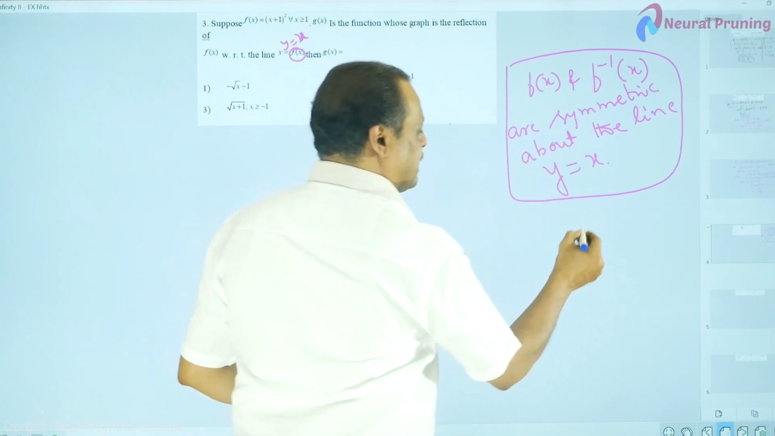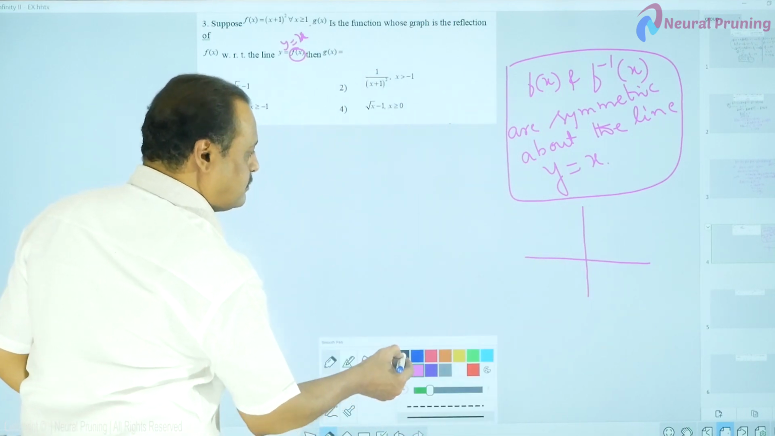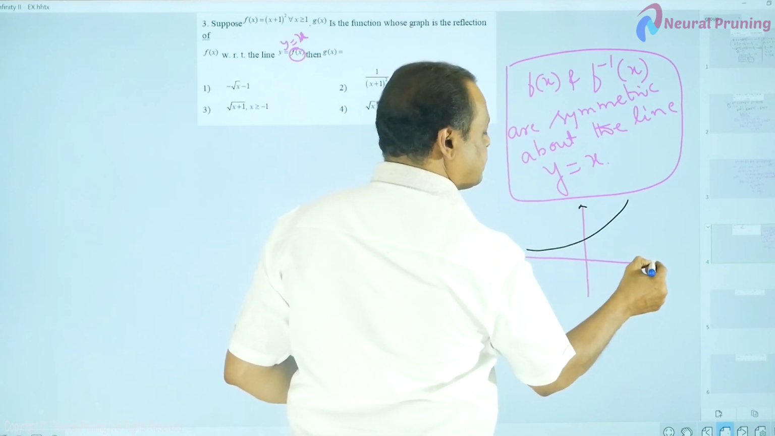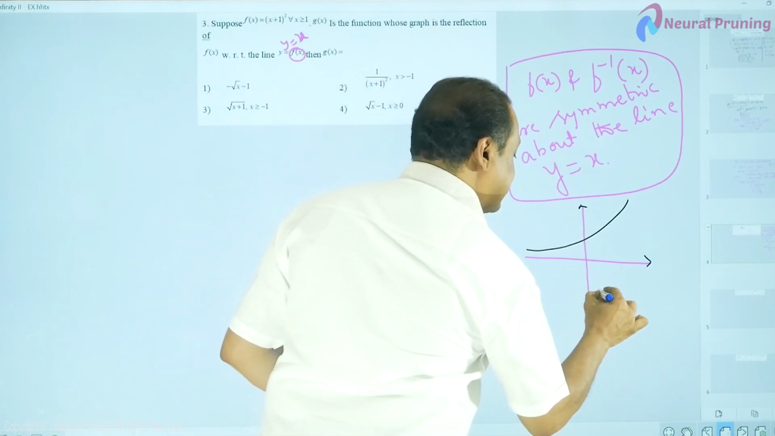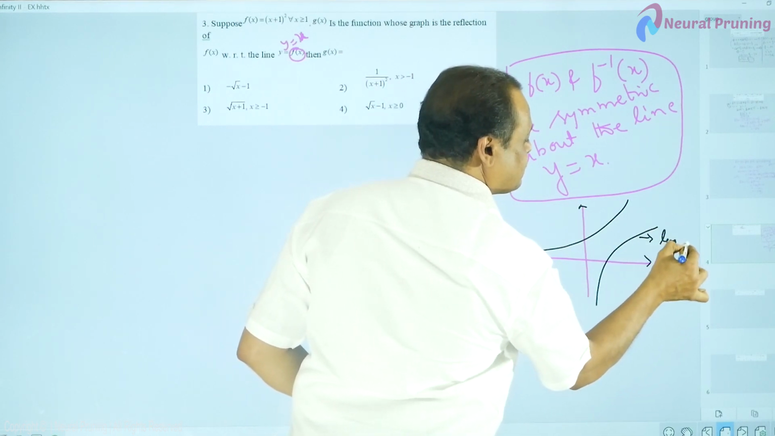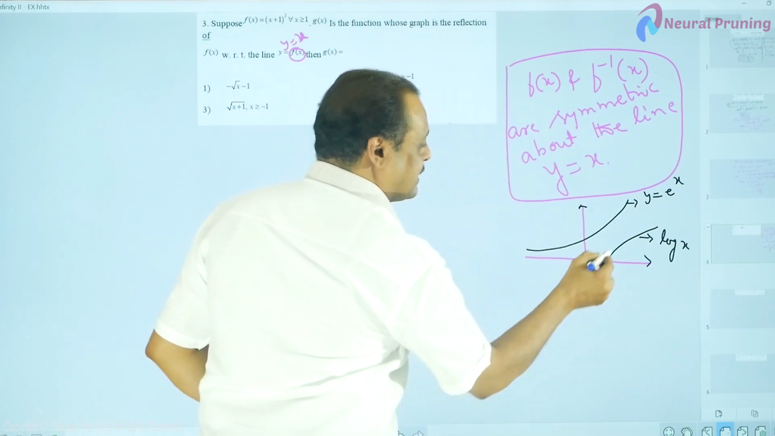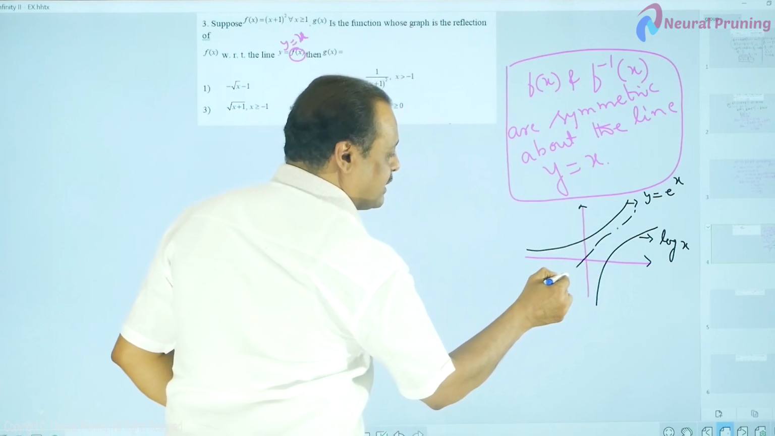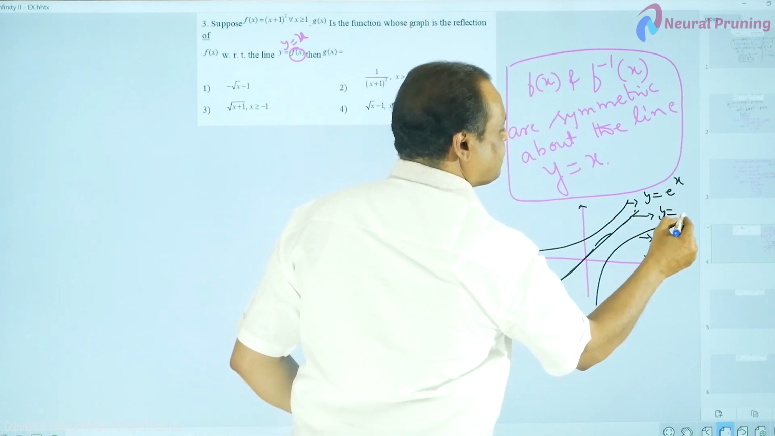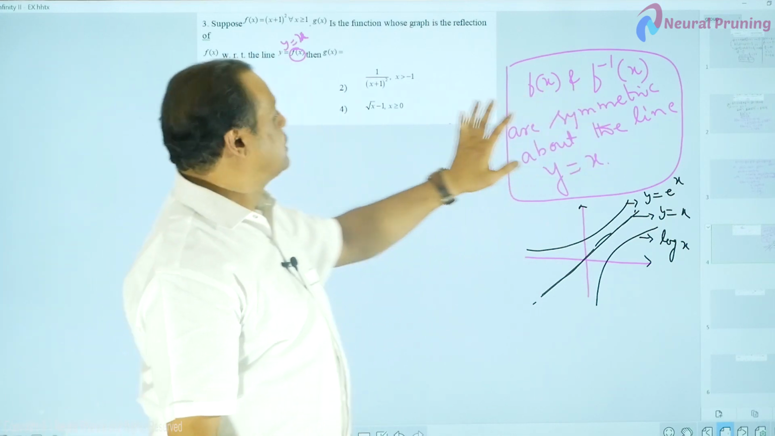So for that you can have an example like this one. If you have y is equal to e to the power of x, and if I draw e to the power of x, it looks like this. And if I draw log x, it looks like this. This is log x to base e, and this one is y is equal to e to the power of x. They are inverse functions, and they are definitely symmetric about the line y is equal to x. So this is one example, and this is the prerequisite to solve this problem.